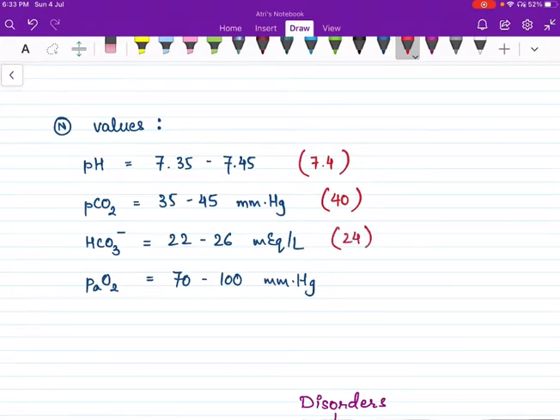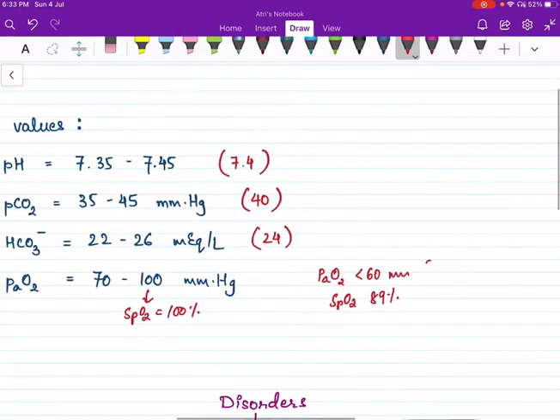And PaO2 levels, that is arterial oxygen levels, are maintained between 70 to 100 millimeters of mercury. Here 100 millimeters of mercury corresponds to SpO2 levels of 100%. Now on a side note, if PaO2 levels are less than 60 millimeters of mercury, which corresponds to SpO2 levels of 89%, the patient is clinically said to be in a hypoxic state.